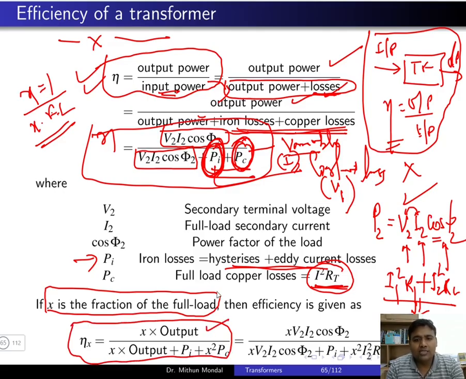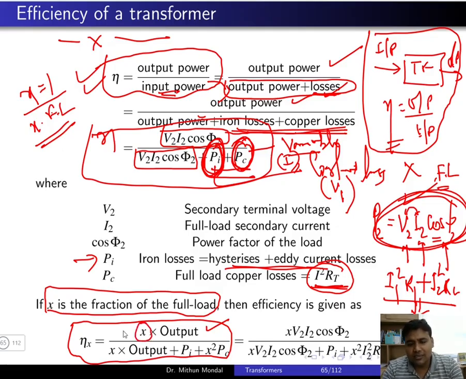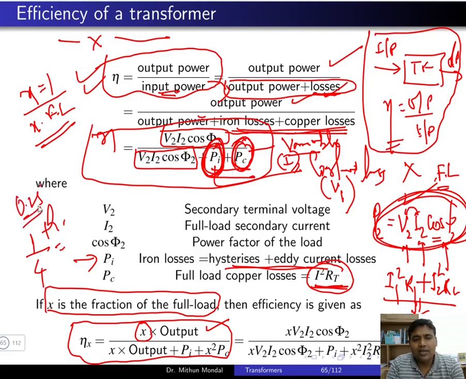So output power is V2I2 cos theta 2. This is under the full load condition. At any other load, you multiply with X. So if we try to find what is the power at 1/4 of the full load condition, you have to multiply that with 0.25, right? If the load is half, what is the power? So 1/2 into V2I2 cos theta 2, like that. So X into output will give you the output power.